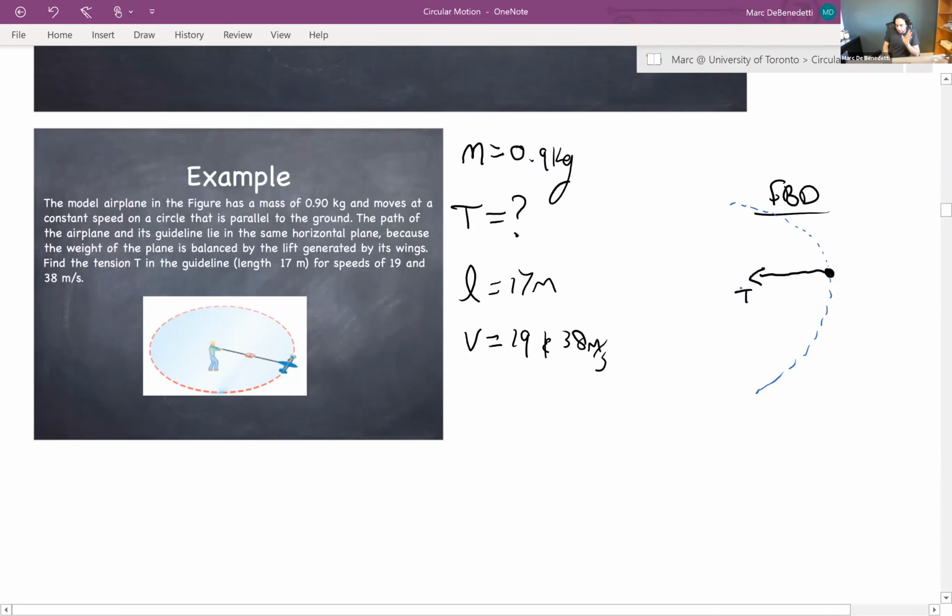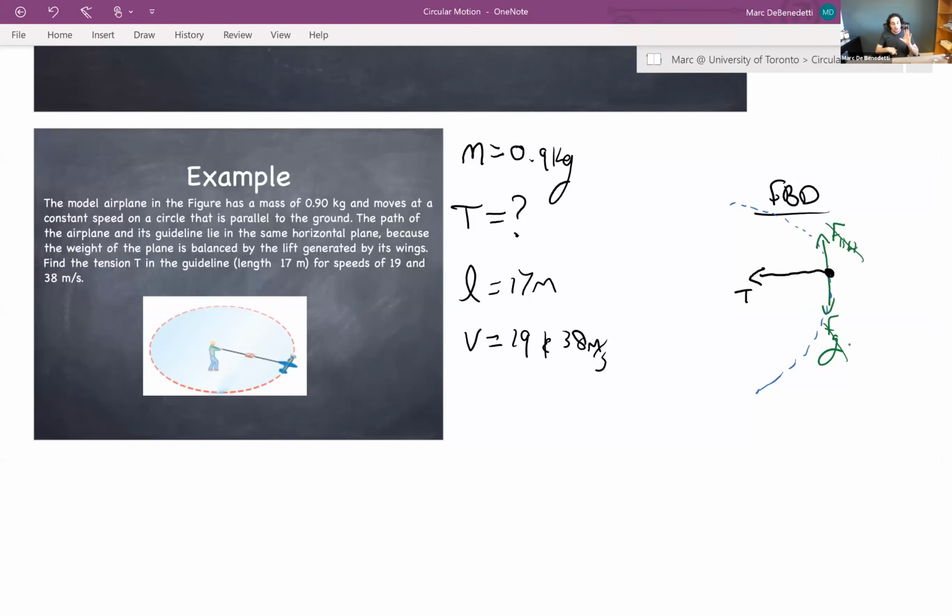Now, that is the free body diagram. Technically, if you want to get technical, they mention that there is gravity pulling down, but the force of gravity downwards is balanced by the lift of the wings. So those just cancel pretty much, and we don't necessarily need to worry about those.